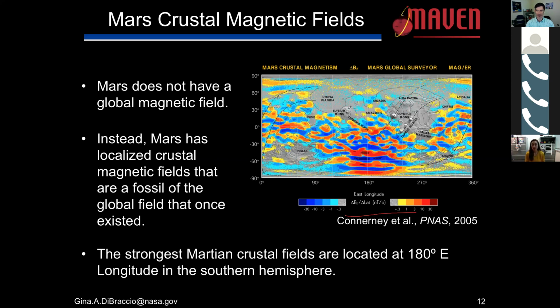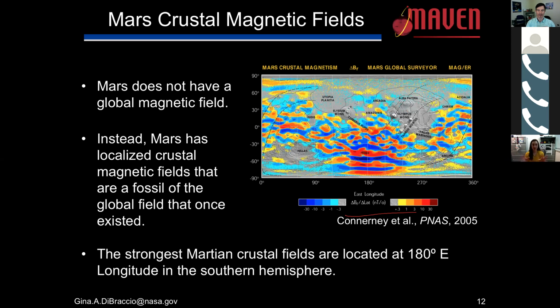These localized crustal magnetic fields are actually a fossil of a global field that once existed. We believe that ancient Mars did used to have this global magnetic field, and it doesn't exist today. However, what we see are these remnants of that global field that are entrapped in the crust of the Martian surface. And so we still have magnetic fields that persist at Mars, but they're in a completely different form.